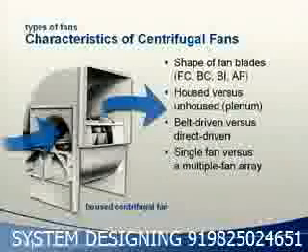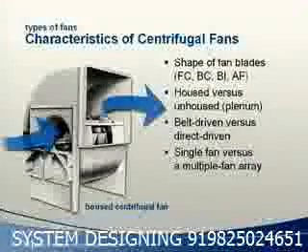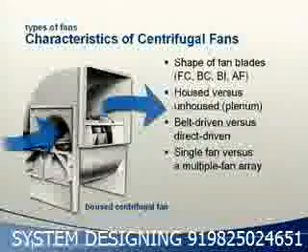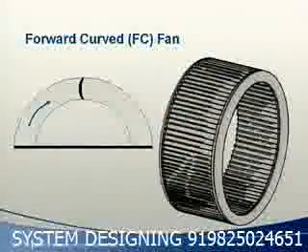A centrifugal fan may be characterized in a number of ways. The shape of the fan blades and whether the fan includes a scrolled housing are traditional ways to characterize. Other ways include whether the fan is belt or direct driven and whether single or multiple fans are used. Let's start with the shape of the fan blades. A forward curved or FC fan has blades that are curved in the direction of wheel rotation.